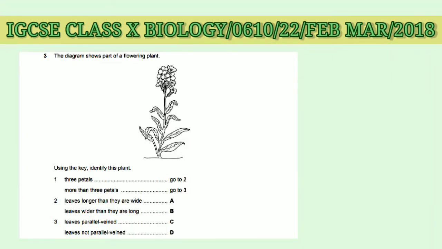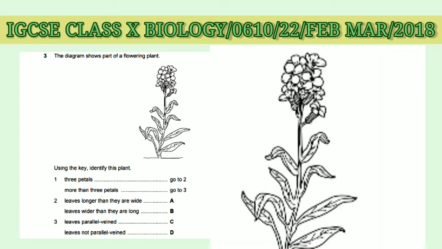Let us do question number 3. The diagram shows a flowering plant. Using the key, identify this plant. First point, 3 petals go to 2. More than 3 petals go to 3. Since these flowers have more than 3 petals, we'll go to point number 3.